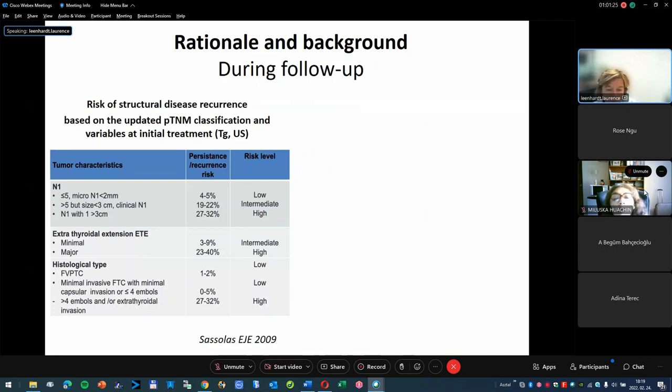And during follow-up, it's very important to be confident with the ultrasound examination of the neck compartments, because your goal is to detect recurrence. As you know, the risk of structural disease recurrence is based, of course, on the updated TNM classification, but also on variables at initial treatment, such as thyroglobulin level and ultrasonography at the postoperative stage. The American Thyroid Association has suggested a score for stratification into low, intermediate, or high risk of recurrence, based on the importance of the lymph node invasion, the extrathyroidal extension, and the histological type. So you can see that according to the size and number of the lymph nodes, the patient could be at low, intermediate, or high risk.